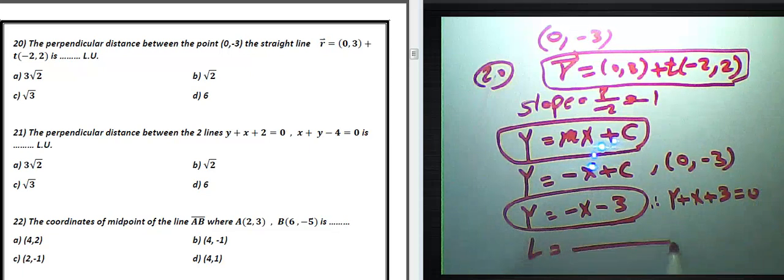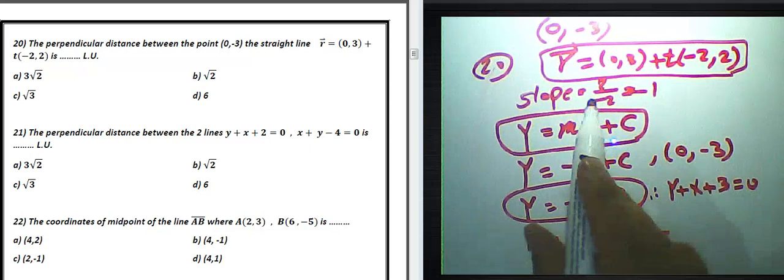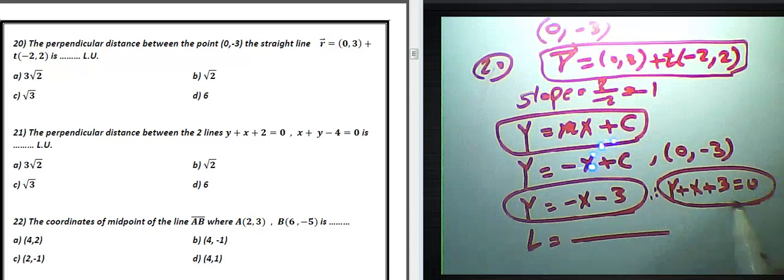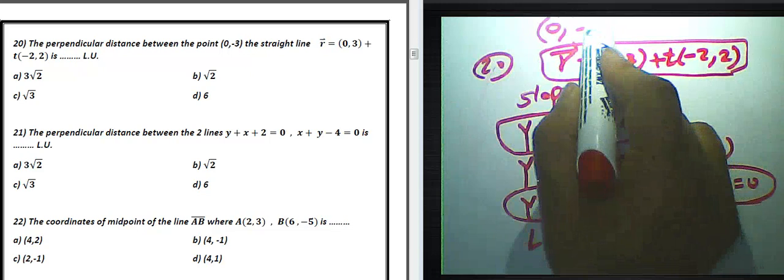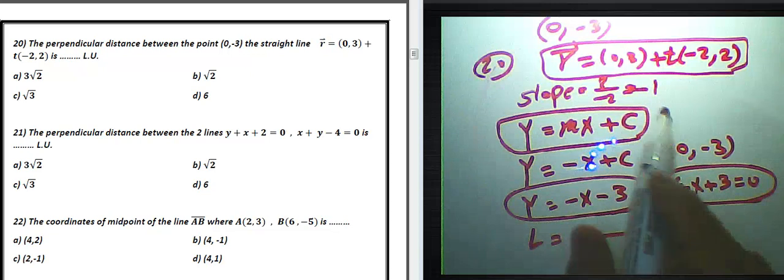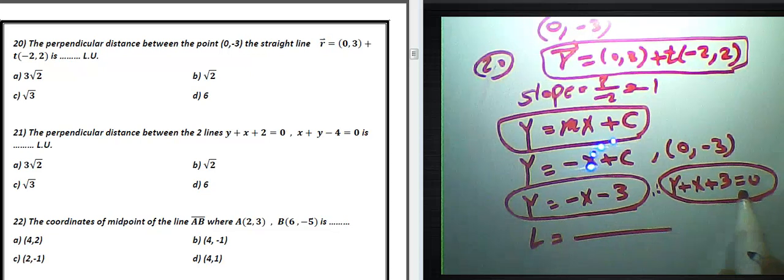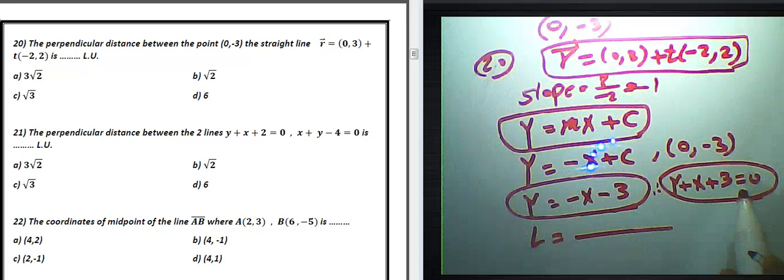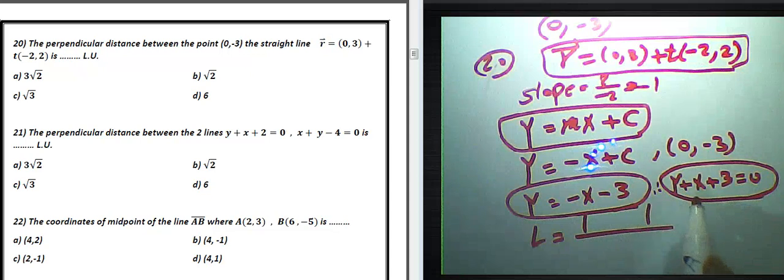Then you can find the perpendicular distance between the point (0, -3) and this equation. Put x = 0 and y = -3 in this equation. Put 0 in x, and -3 plus 3 equals 0. And we have the constant in the example, with the absolute value, x = 0 and y = -3.